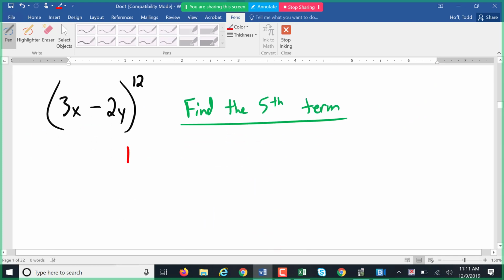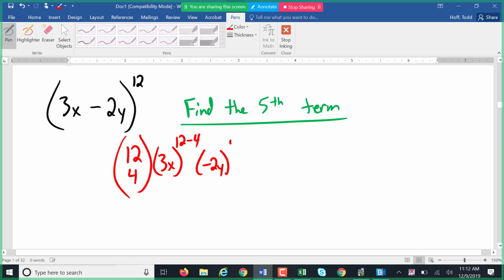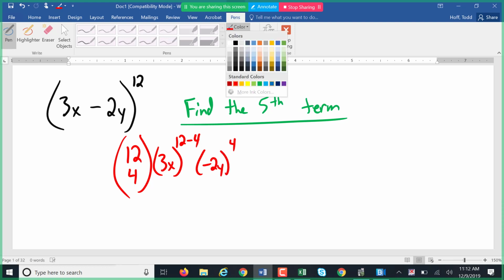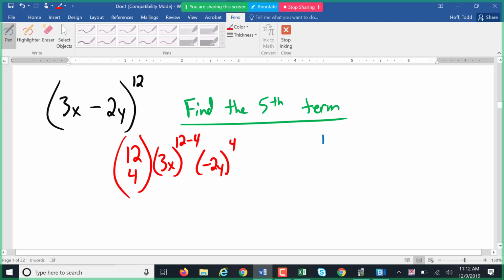This is the power of 12, so the top number is going to be 12. So our 5th term is 12 choose 4. And then it's going to be the first term, 3x to the power of 12 minus 4, and then the negative 2y to the power of 4. All we have to do is expand this out.